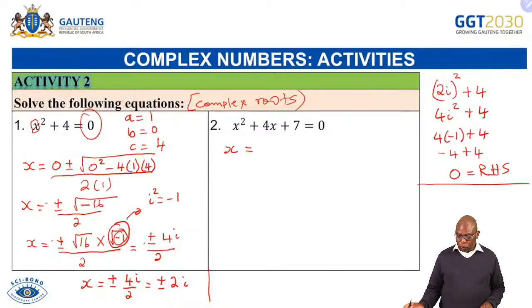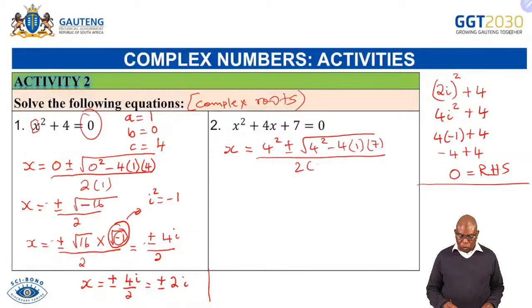So when I substitute, I'm going to substitute that now. So I'm going to have 4 plus minus the square root of 4 squared minus 4 into 1 into 7, all over 2 into 1. So obviously I'm going to get a negative inside the square root. Not, sorry, there's no 4 squared, it's 4. Right? So I'm going to get a negative inside the square root, and I'm going to get a negative 4 here. So I'm going to get negative 4 plus minus the square root of negative 12 all over 2.